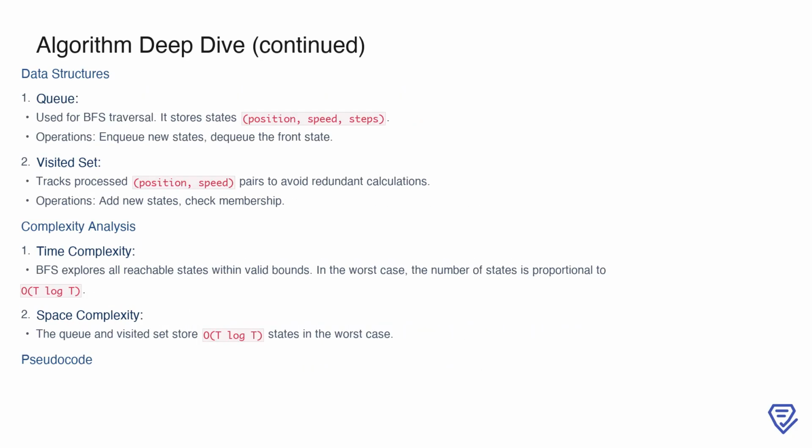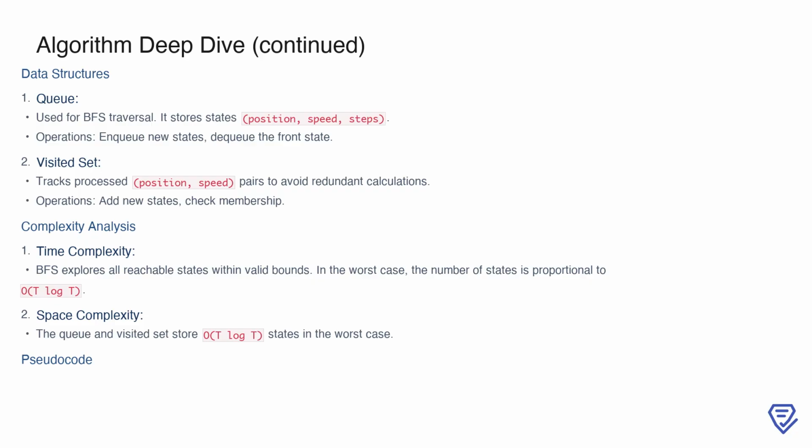To implement this algorithm, we use two key data structures. The first is a queue, which is essential for BFS traversal. It stores the states of the car, represented as tuples of position, speed, and steps. The operations on the queue include adding new states to the back and removing states from the front for processing. The second data structure is the visited set, which keeps track of all processed combinations of position and speed. This prevents redundant calculations by ensuring that we do not revisit the same state multiple times.